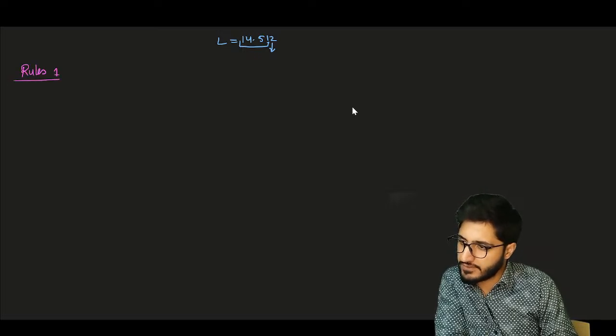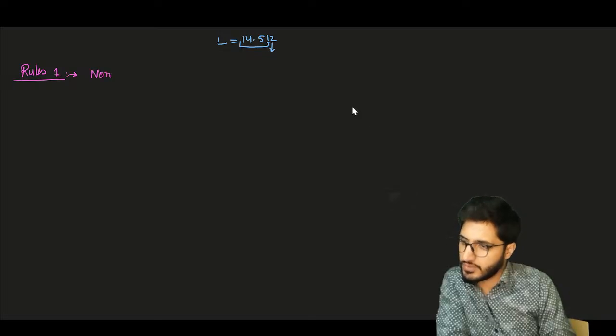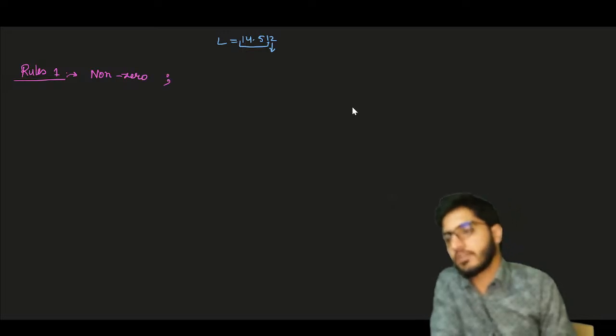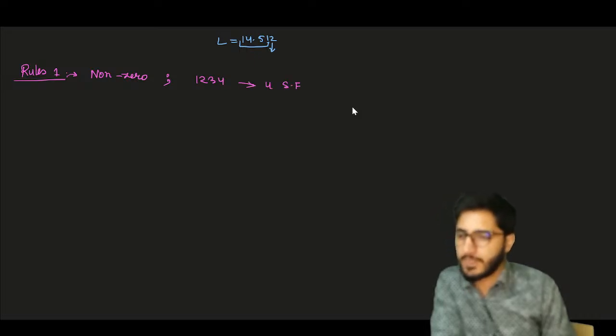Rule number one: a non-zero digit is significant. That's why in a number like this, with 1, 2, 3, 4 digits, we have four significant figures.